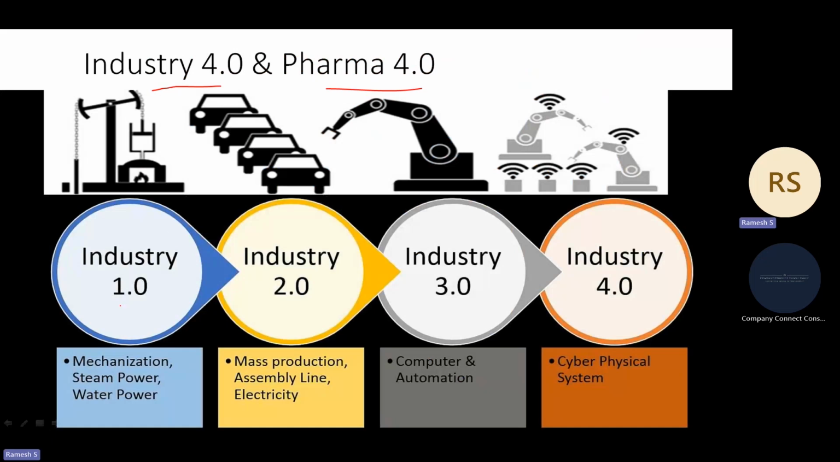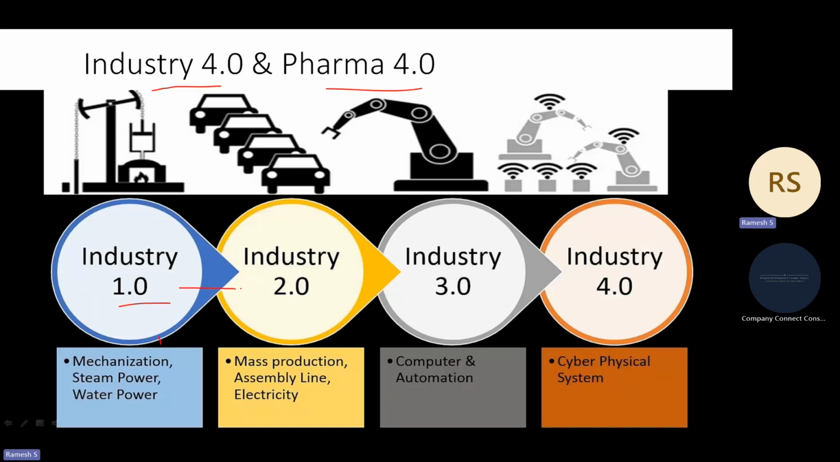If you see, Industry 1.0, or the first revolution, began in the 18th century with the use of steam power, like with the use of mechanization. The Industry 1.0 revolution happened, and during this revolution, the transition from manual labor to machine-based production or manufacturing happened.